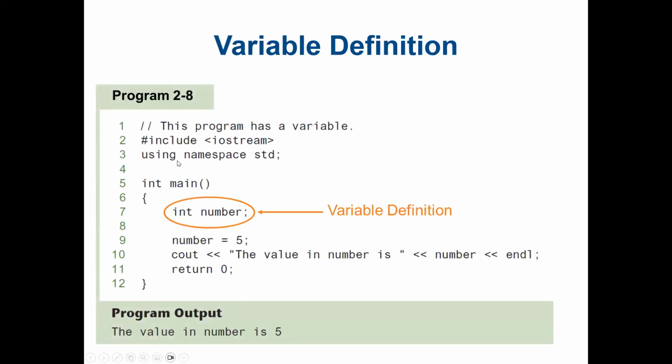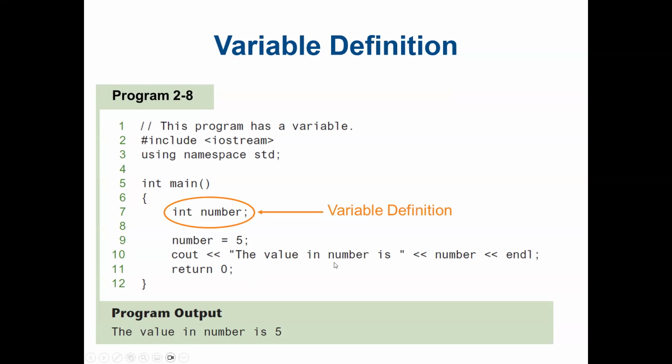So this is an example of how we use the variable in our program. Again, we have our #include iostream. We have our comment, this program has a variable. We are using the namespace std, and we have our main function. So here we declare a variable named number. The data type is int. Later we assign 5 to the number variable, which means the content of number now is 5. So if I want to print the variable number, it will print 5 for me.